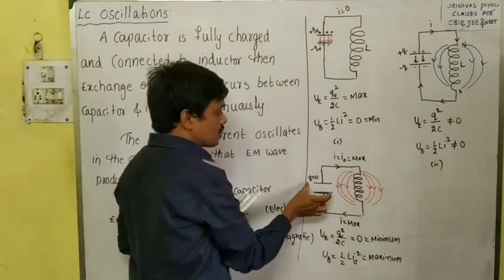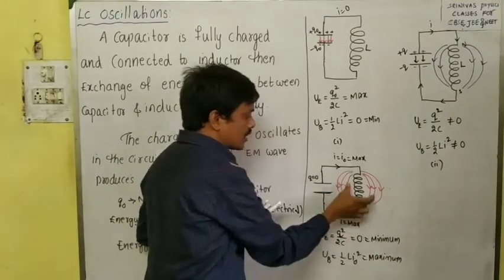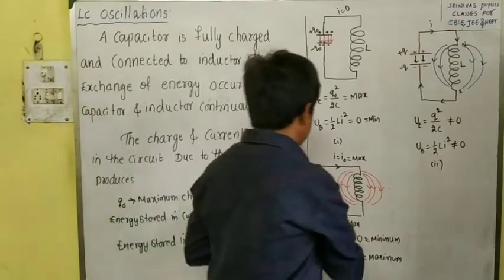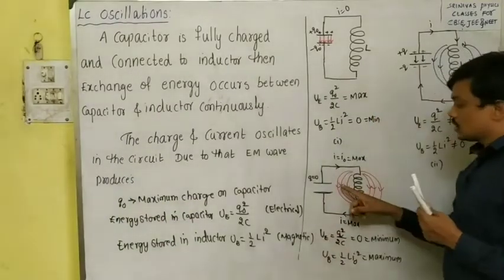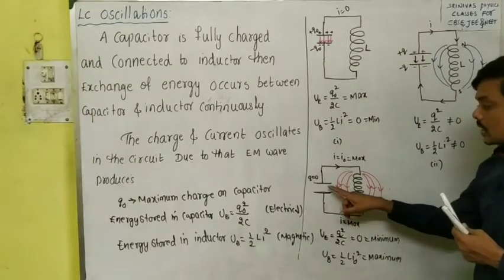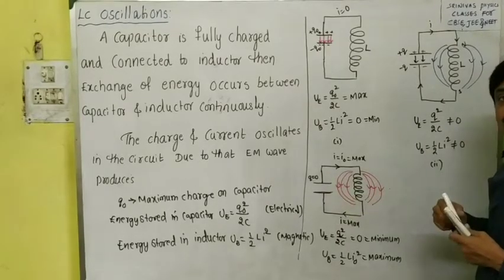After some time, the capacitor is fully discharged. That's why the energy stored in the capacitor becomes 0, but the energy stored in the inductor becomes maximum. In the next case, what happens here? There is no charge to send again through the circuit or through the inductor because the capacitor is fully discharged. Now the current in the circuit starts decreasing.